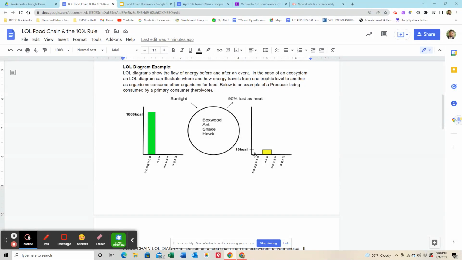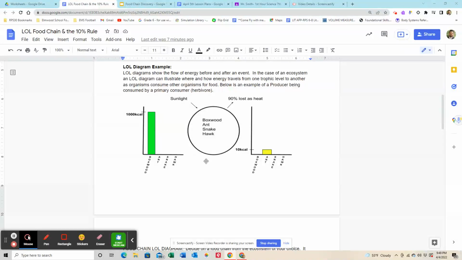So this is one example that I want you to use as your guide to make your own LOL diagram. So I have my food chain here. I have a boxwood. That's 100% of my calories, which would be 1,000. And then only 10% is passed on to that primary consumer, the herbivore that eats the plant. So there's 10 kilocalories in this bar here. And you can draw this on your paper with pen, pencil, or colored pencils that I have available. But you're going to make your own food chain.